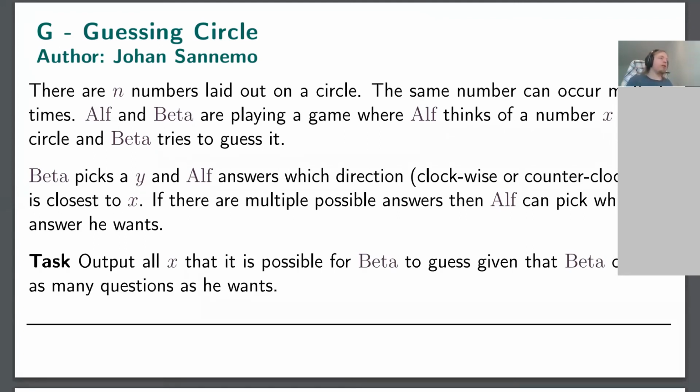So what's the task now? Well, the question is, for which x is it possible for beta to guess the x, given that beta can ask as many questions as it wants.